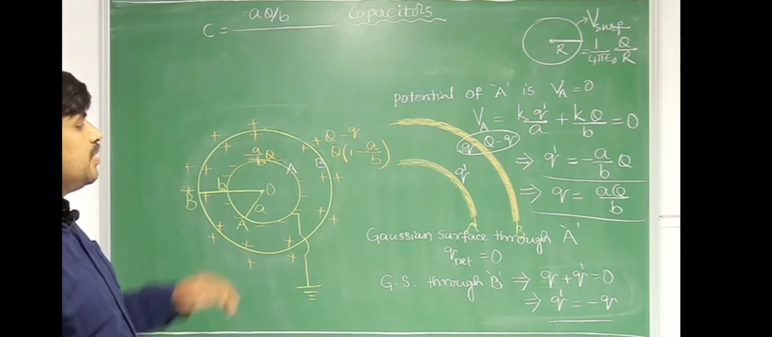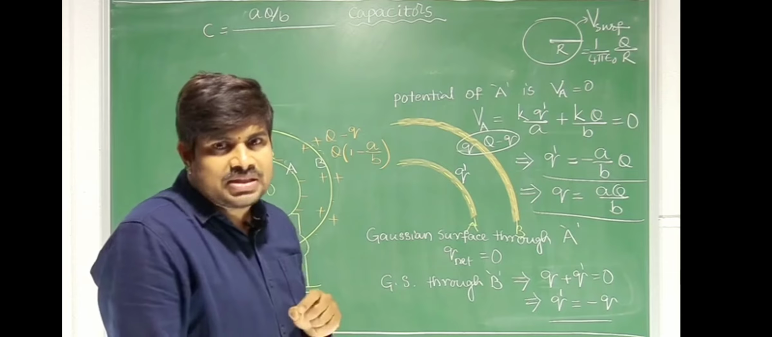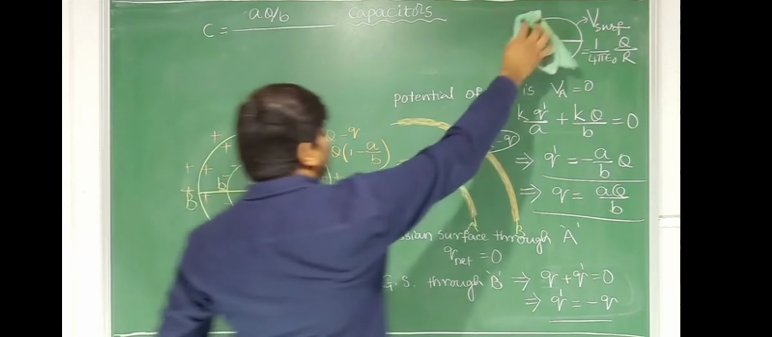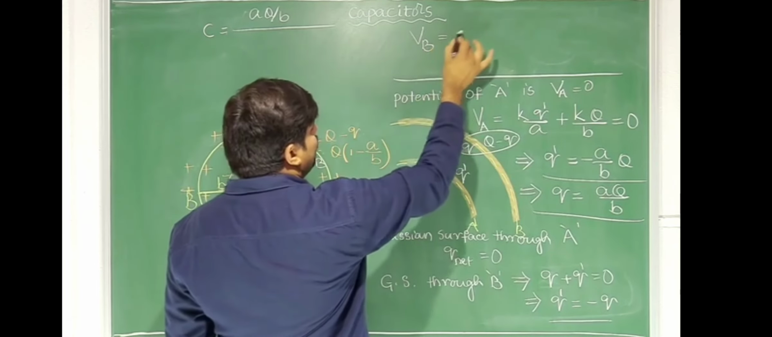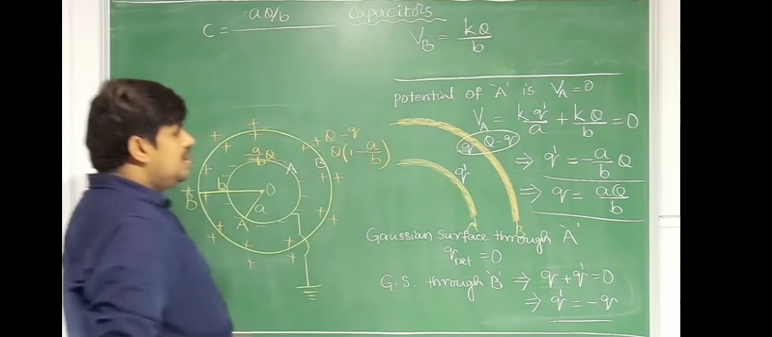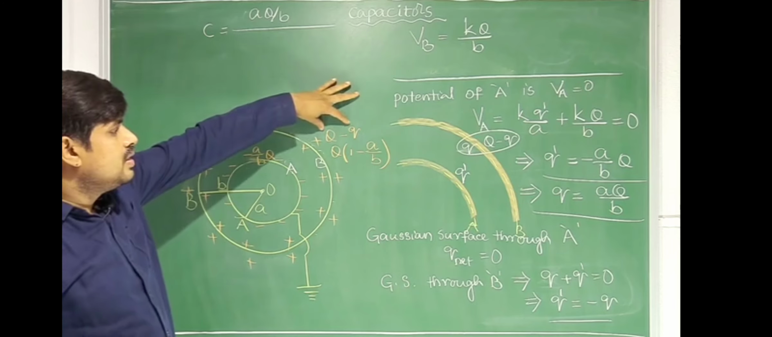What is the potential difference between A and B? Can you tell me the potential of B? I know the potential of A is 0. Tell me the potential of B. What will the potential of B, VB, be? Because of its own charge, 1 by 4 pi epsilon naught Q by B. Because total charge is Q by B. Of course, on the outer surface Q times of 1 minus A by B.